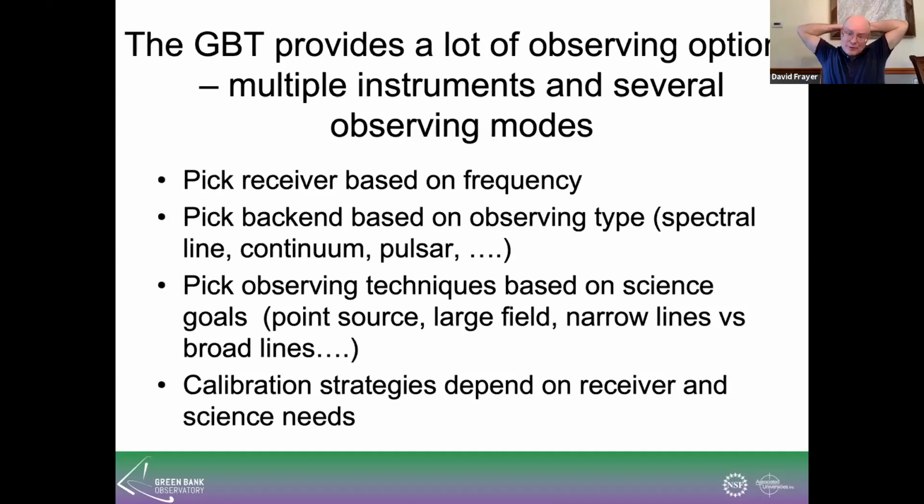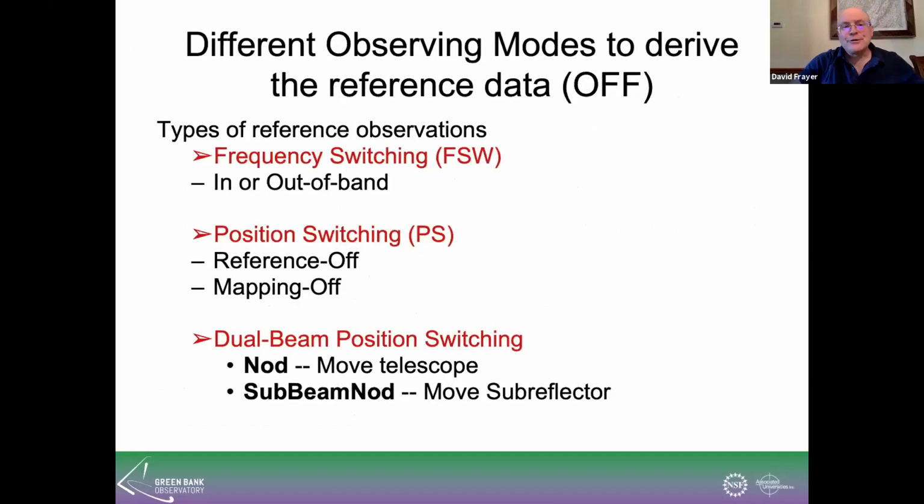And then you have different observing techniques, and that's based on what you're trying to do in terms of science. Are you doing point source science? Are you mapping a large field on the sky? Are you looking at narrow spectral lines or broad spectral lines? All those different decisions, your observing techniques, are based on the specifics of what you're trying to do. And your calibration strategy also depends on your receiver and your science goals. So we'll go through this logic. This is a very streamlined logic, or a flow, a decision diagram, so to speak.